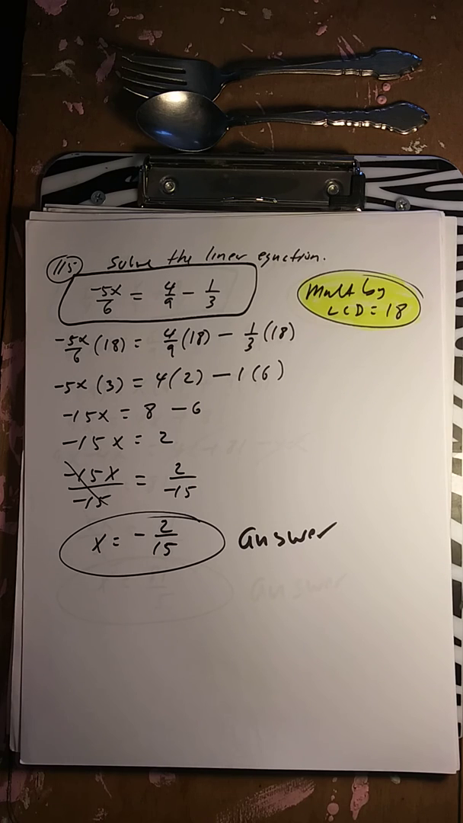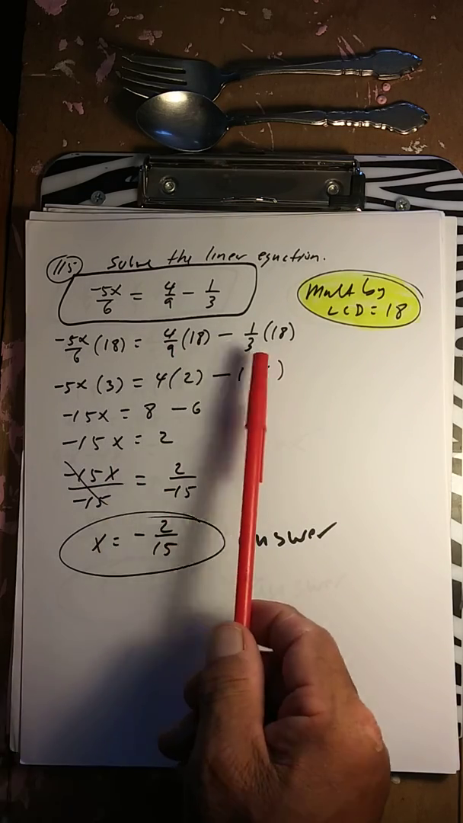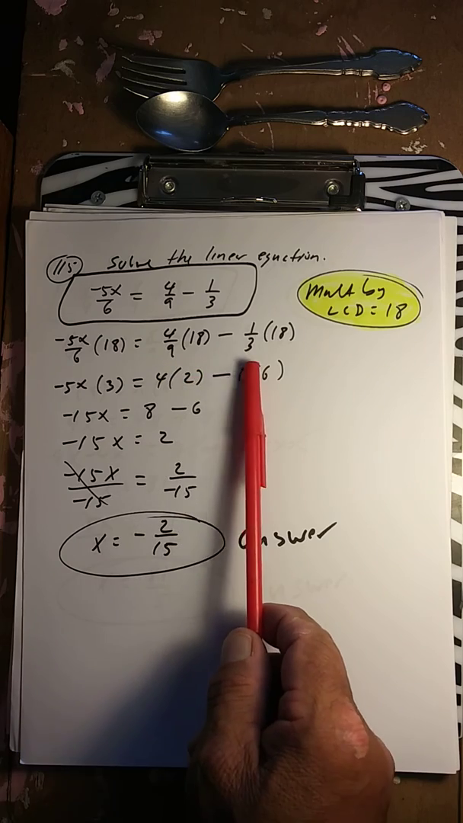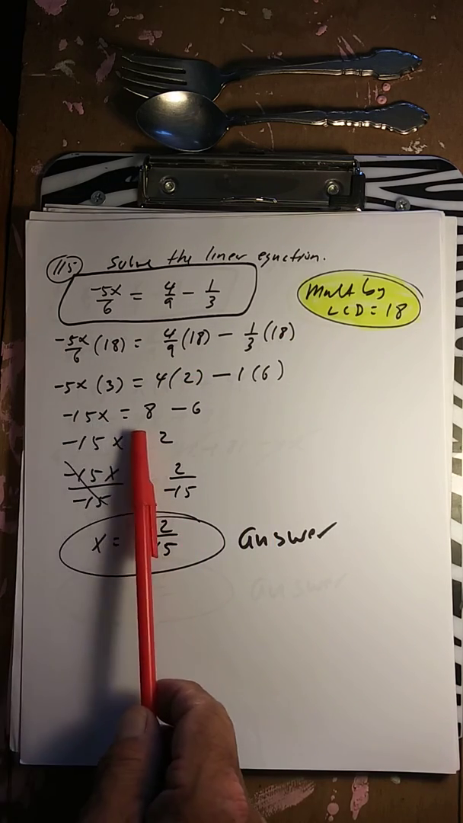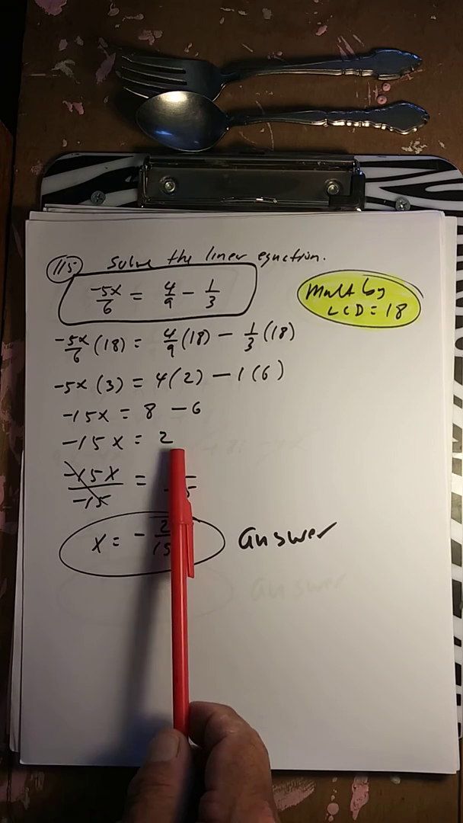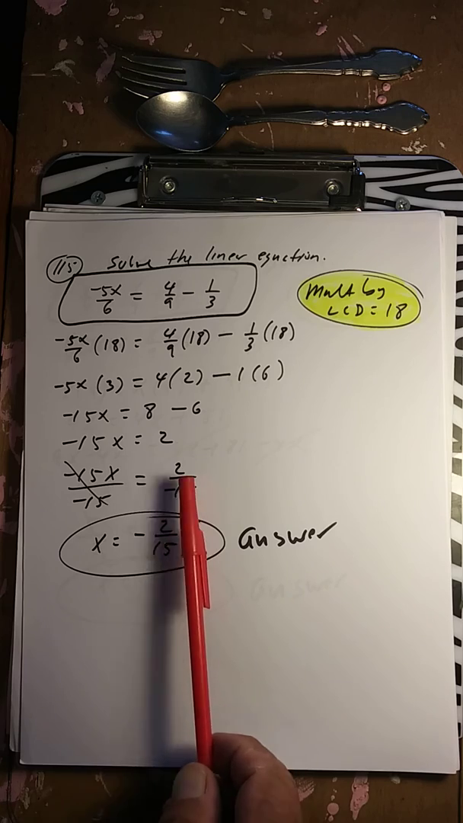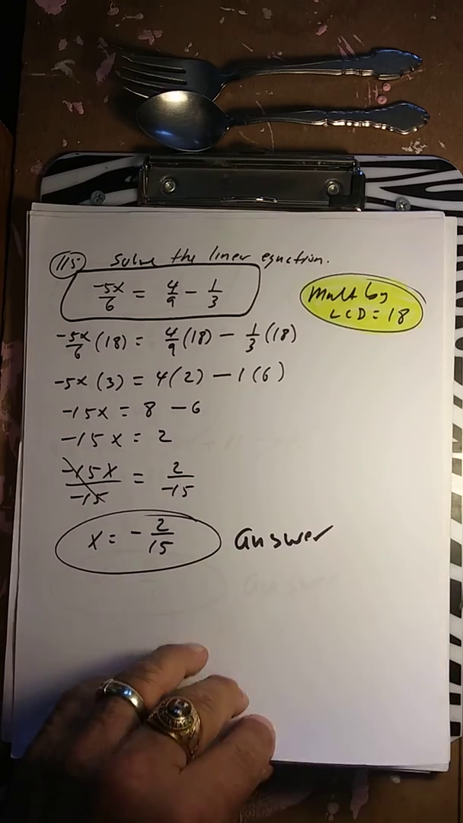Solve the linear equation. So we have LCD is 18, multiply everything by what? 18, 18, 18. 6 divides 18, 3. 9 divides 18, 2. And 3 divides 18, 6. So now we have negative 15x equals 8 minus 6. And that's going to be 2. So negative 15x equals 2. Divide by negative 15, divide by negative 15. So x is what? Negative 2 over 15. That's it. We're done with that one.